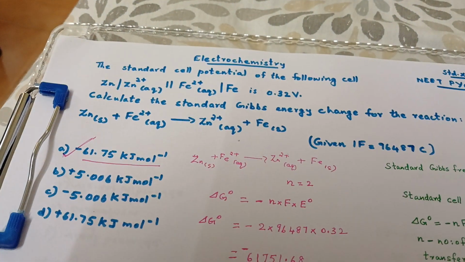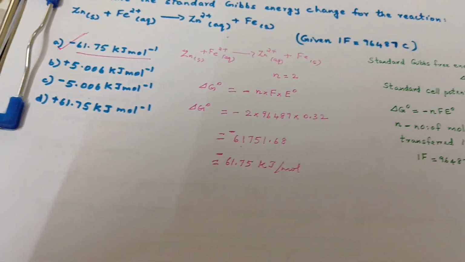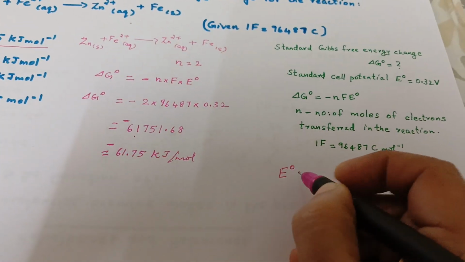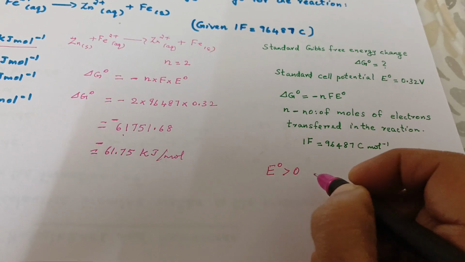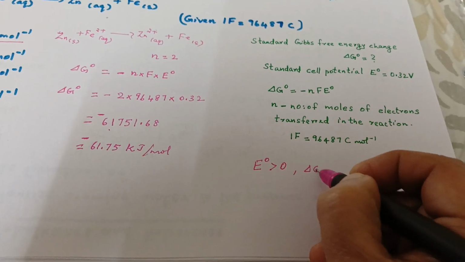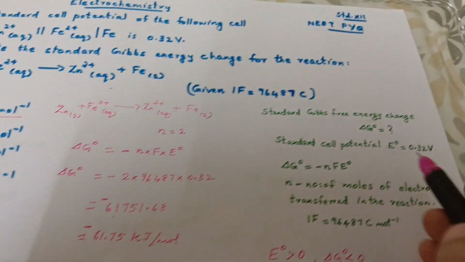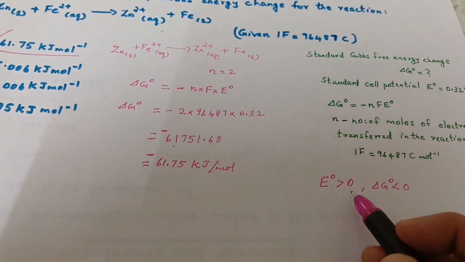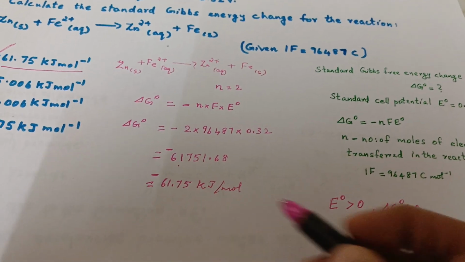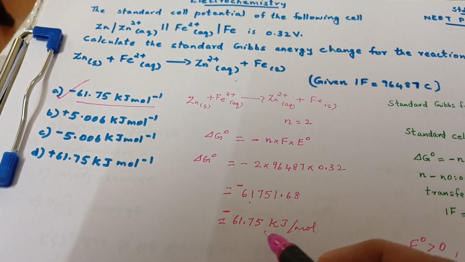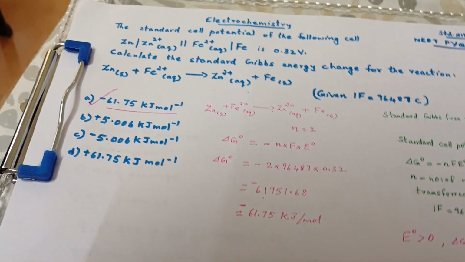Now another thing is that this is a feasible reaction because E naught is greater than 0 and delta G naught is less than 0. Here E naught is 0.32, which is greater than 0, and delta G naught is less than 0 because we are getting it as minus 61.75 kilojoule per mole. So it is a thermodynamically feasible reaction.